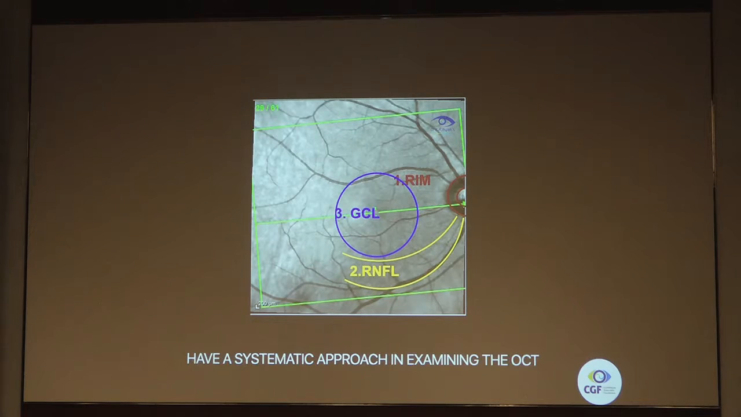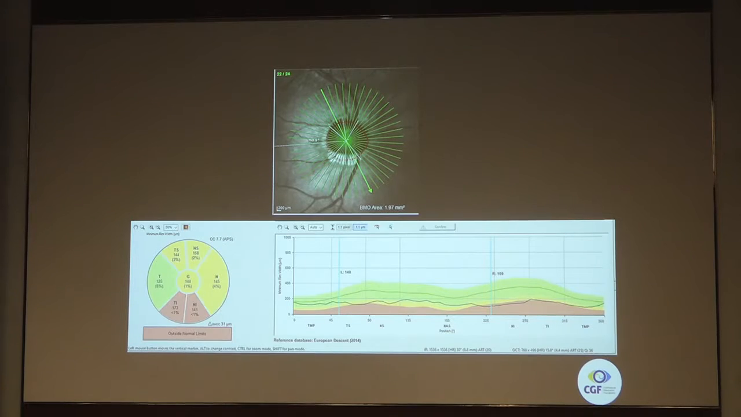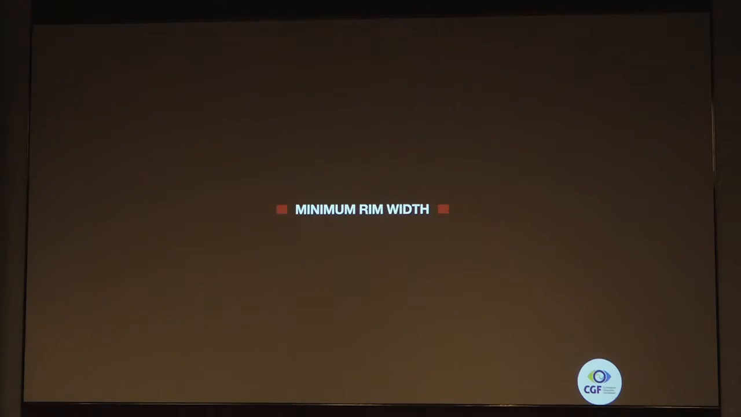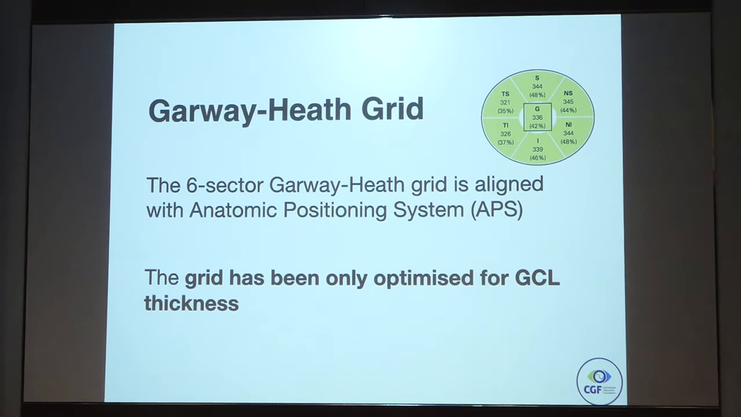Of course, we all need to have a very systematic approach when we are looking at the OCT. That is the rim, then you have to look at the RNFL, and then the GCL map. I'm just going to discuss only the minimum rim width here. There are about 24 radial scans and about 48 Bruch's membrane opening points, which Dr. Sachin was describing.